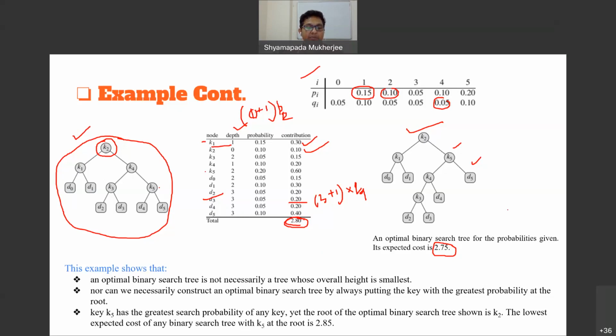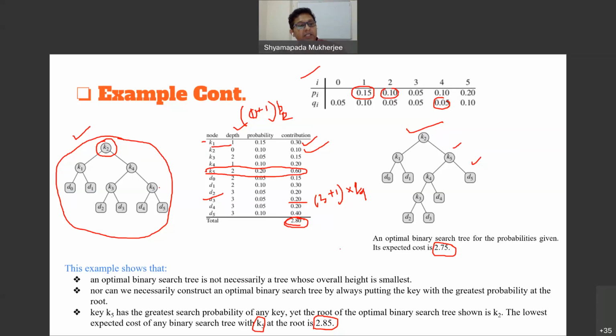So here the highest probability is for key K5, but even if we see that with root K5, the minimum search cost we will be getting is 2.85. So that also indicates that if we keep the key with the highest probability value as the root, it may not give you the optimal structure. In this way you can calculate the expected search cost for different binary search trees.